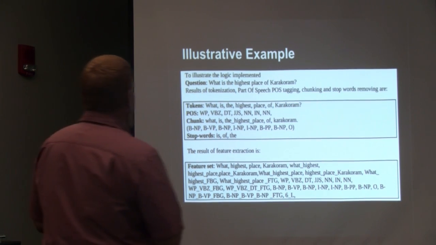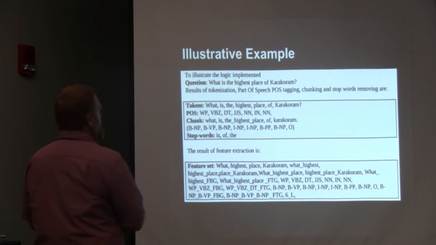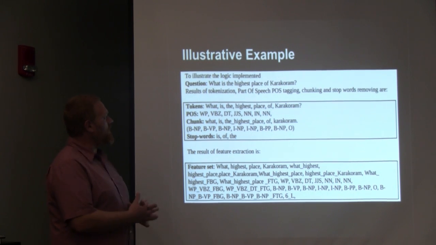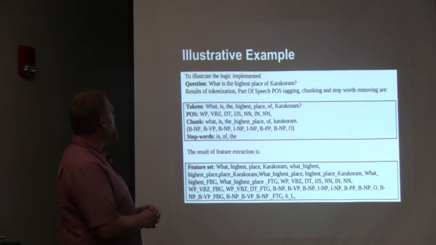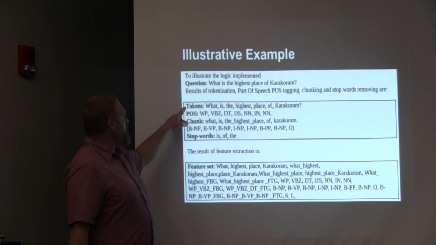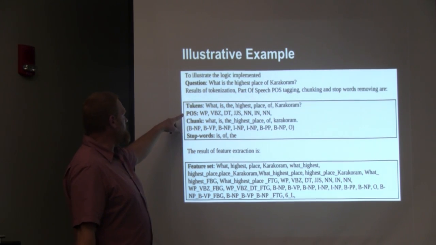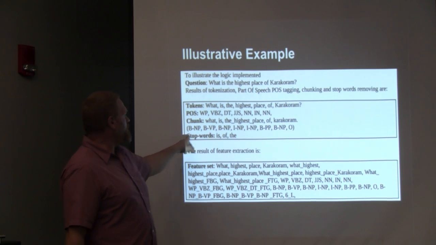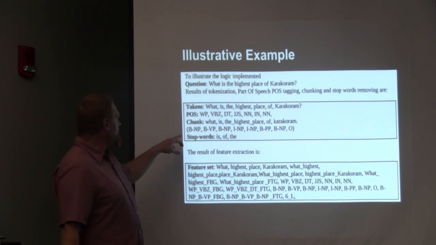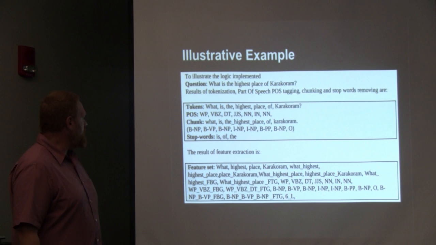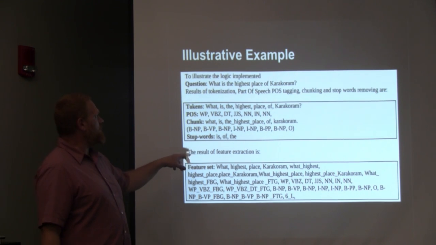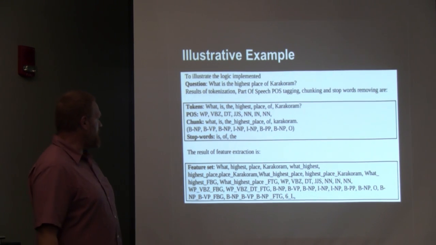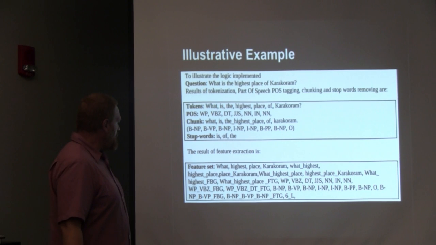So this is a full example of exactly what's going on. The question is, what is the highest place of Karakoram? So they tokenize, determine part of speech, and chunk. And this is the part of speech chunk. Then they remove the stop words and do feature extraction, so Karakoram and highest place. You can see the feature set.